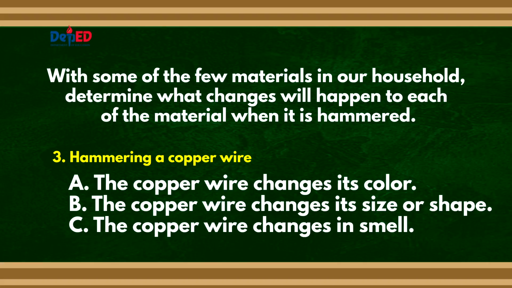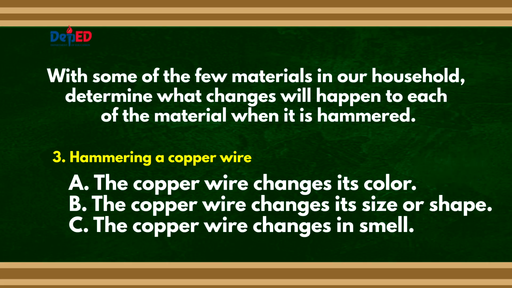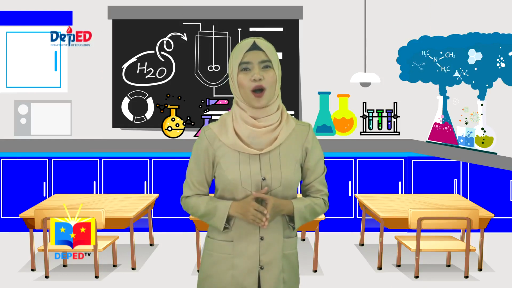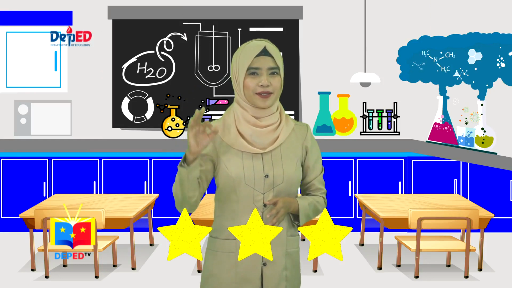Number 3. Hammering a copper wire. Letter A. The copper wire changes its color. Letter B. The copper wire changes its size or shape. Letter C. The copper wire changes its smell. The answer is B. The copper wire changes its size or shape. If you got all the correct answers, you deserve your third and last star.